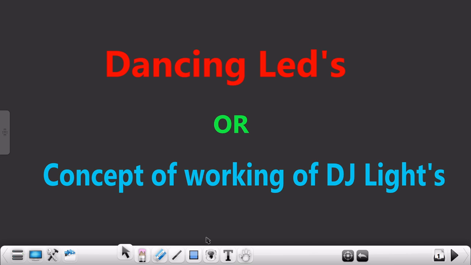At the end of this particular session, you will be able to understand, design, and also implement the concept of DJ light with the help of a single transistor, as you can see over here on this particular screen.